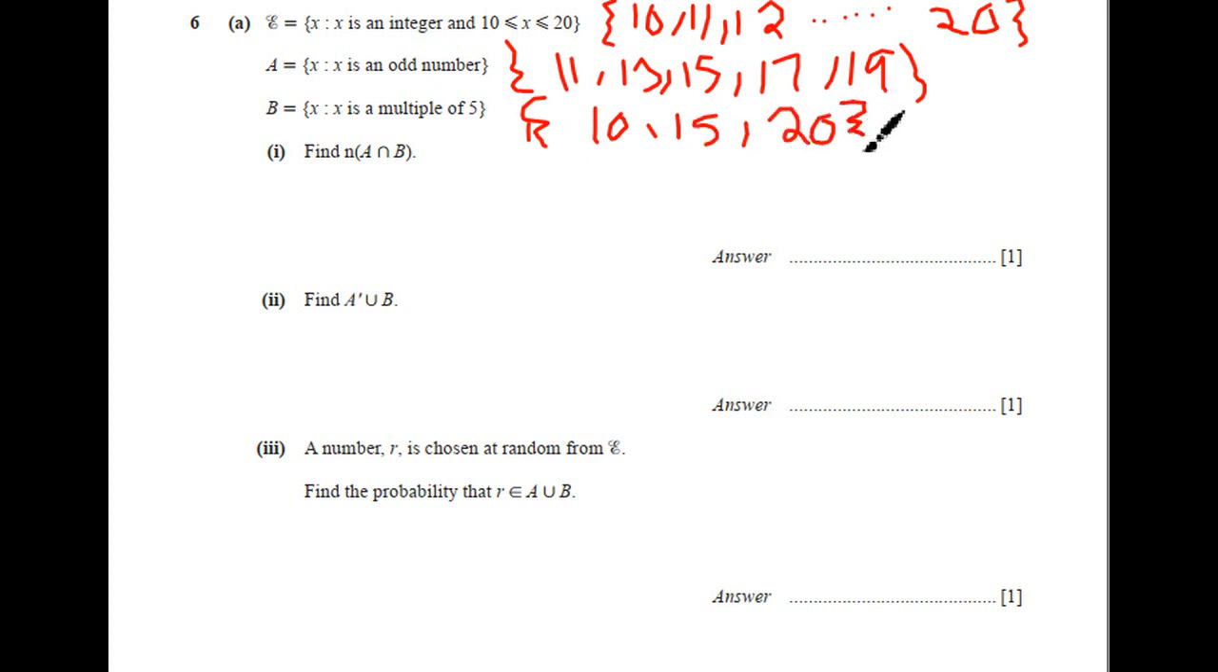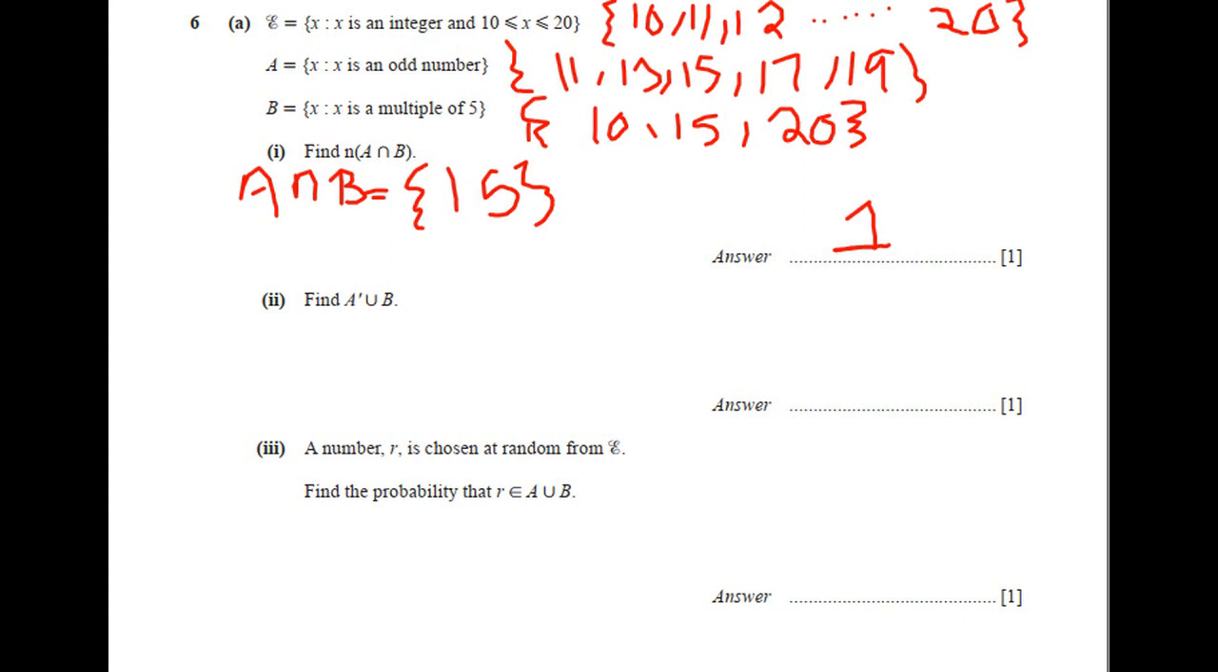Alright, so in part 1, find the number of elements in A intersection B. So for that, first we'll need to find A intersection B. A intersection B means common values in set A and set B. That will just be 15. Only this number is common, 15. So the number of elements in set A intersection B is just 1.